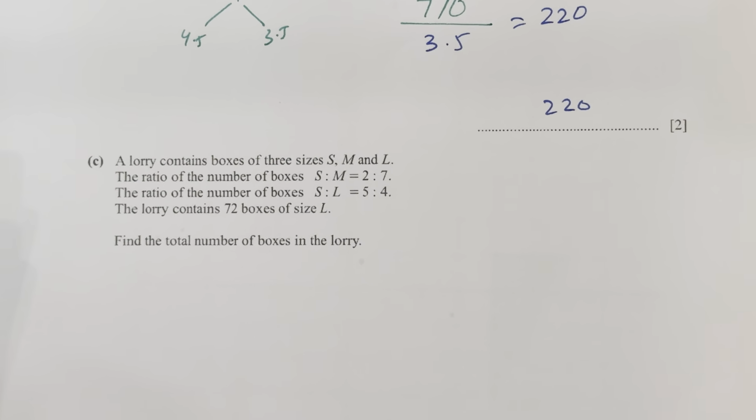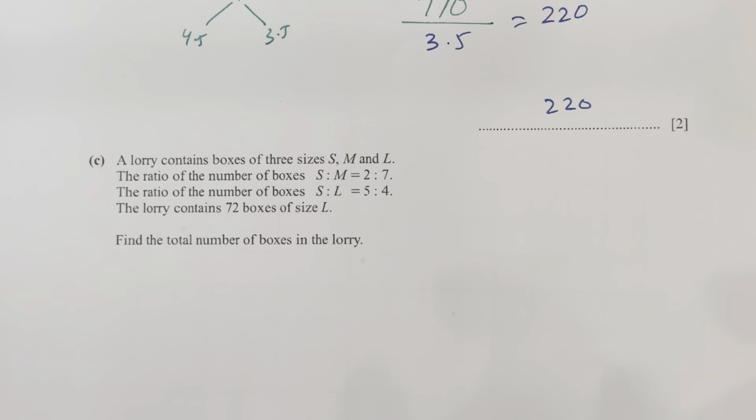A lorry contains boxes of three sizes S, M, L. The ratio of the number of boxes S to M is 2 to 7, and the ratio of the number of boxes S to L is 5 to 4. The lorry contains 72 boxes of the size L. Find the total number of boxes in the lorry.